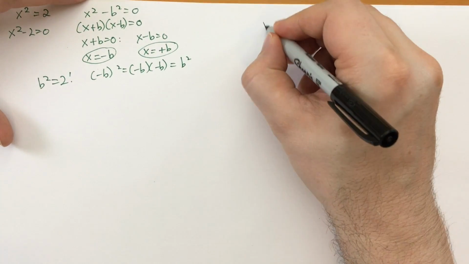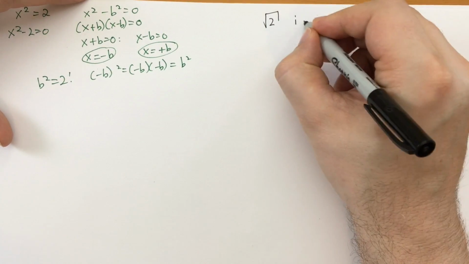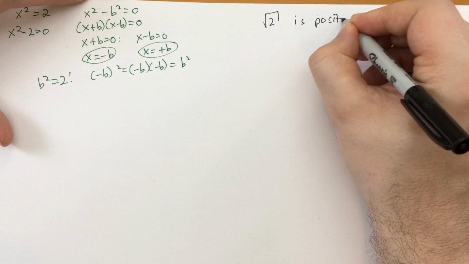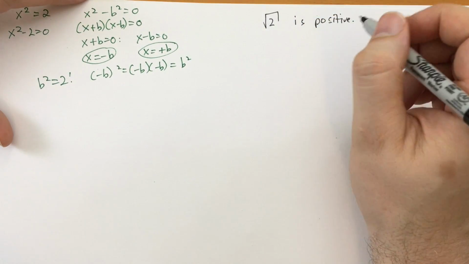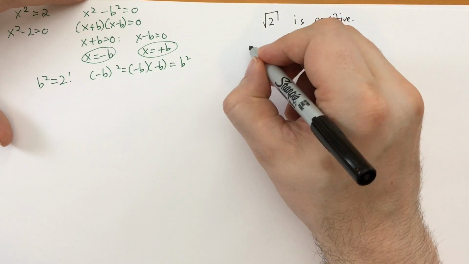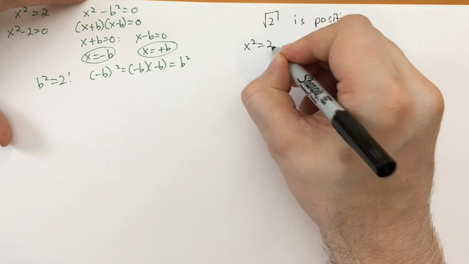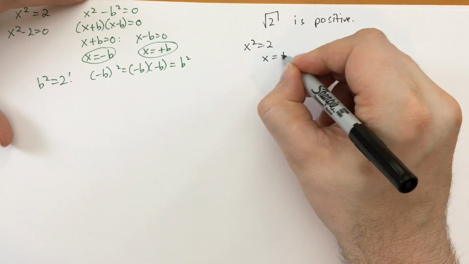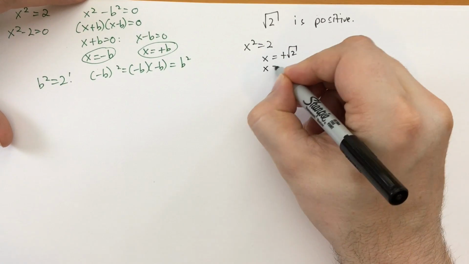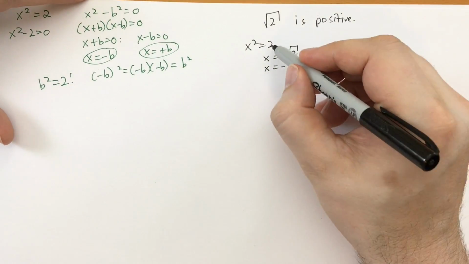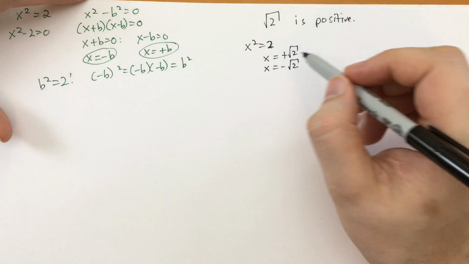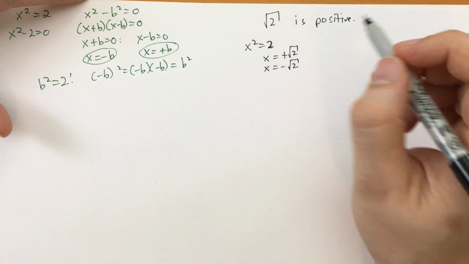Okay, when we write the square root of 2, this is positive. Okay? Square roots are always positive. Therefore, if you have x squared is equal to 2, then x can equal positive square root of 2, or x can equal negative square root of 2. Those are two possible answers to this equation here. They both work. But when we write square root of 2, we mean the positive.